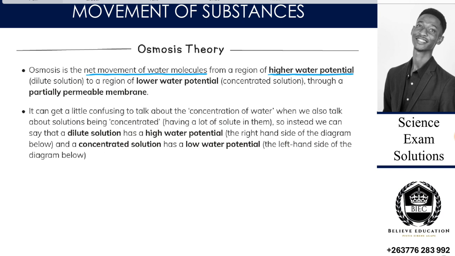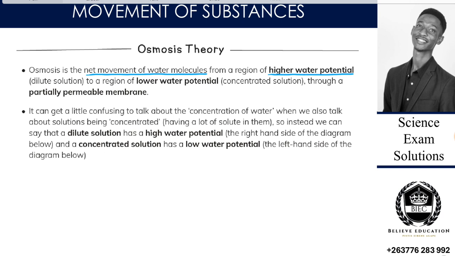Are we together? So osmosis here is the net movement of water molecules from a region of higher water potential. So we are introduced to another term, higher water potential. Water potential being what? It's the ability of the water to move. So let's say, for example, you have a dilute solution, right? A dilute solution has a high concentration of water. So it's easy for water to come out of the dilute solution.